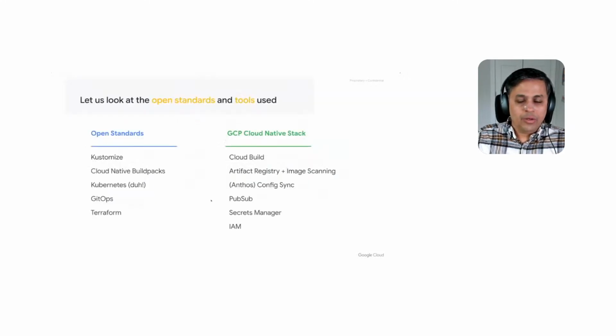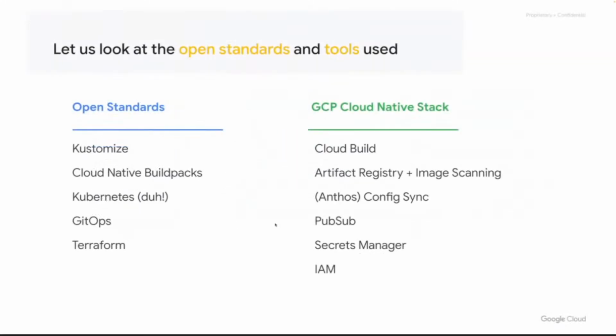Let's take a look at the open standards and tools that we have used to design and build Pushpa. Kustomize we use for template-free configuration of applications. So you don't have to worry about templating for your application configuration. Cloud native buildpacks is an easier and consistent way to create container images from your source code. So that you don't have to standardize Dockerfiles or copy paste Dockerfiles as a way to pass on the best practices.